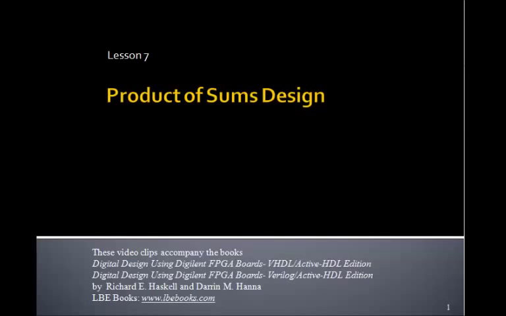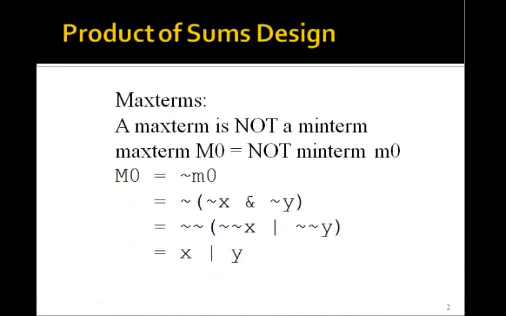This is lesson 7 called Products of Sum Design. You remember in lesson 6 we did a sum of products using min terms. In this one we're going to define what we call a max term. Now a max term is not a min term. That's easy to remember. Which means that the max term M0, big M0, is not min term little m0. So we can actually write big M0 is not little m0.